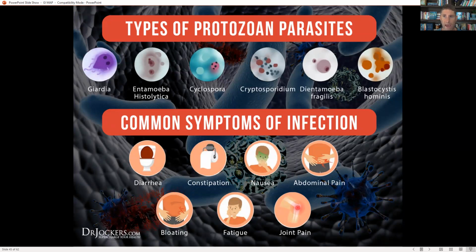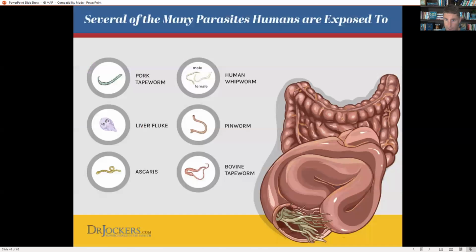We're also going to look at parasites. So different types of parasites. We already talked about Giardia, Entamoeba histolytica, Cyclospora, Cryptosporidium, Dientamoeba fragilis, but there's some other ones too, like Blastocystis hominis here that we're looking at. Common symptoms of infection with a parasite, oftentimes diarrhea, constipation, nausea, abdominal pain, bloating, fatigue, and joint pain.